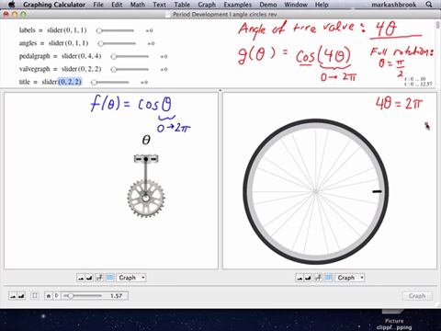Yeah, so it's confirming what we just said. So 4 theta needs to vary from 0 to 2 pi for this function to make a full cycle. And so we set 4 theta equal to 2 pi, and that tells us that theta needs to go to pi over 2 for 4 theta to reach 2 pi and for g to make a full cycle. So it agrees.